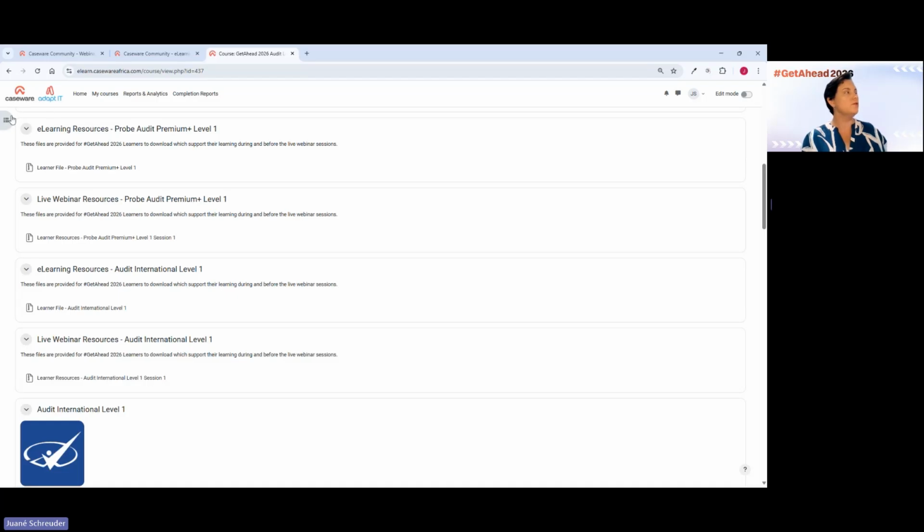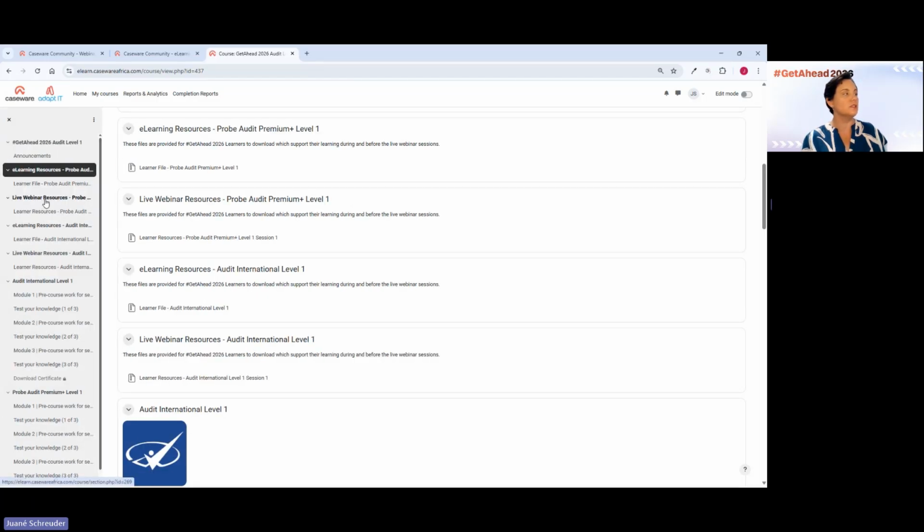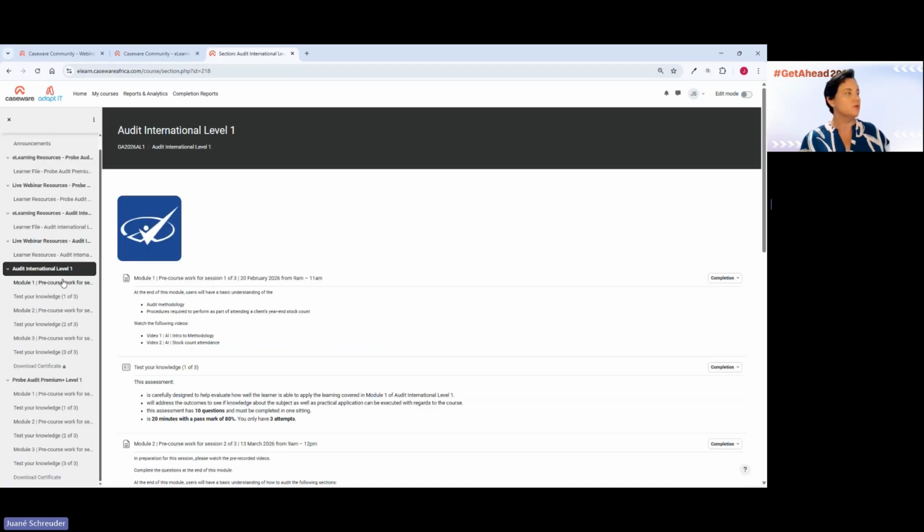What is important for you to note, though, is that we have split the courses. Let me just quickly get here. There we go. So the first ones are all just about the resources. We have split the courses into the 2 different methodologies. So you only have to complete the section relevant, so module 1, 2, and 3, relevant to your specific course.